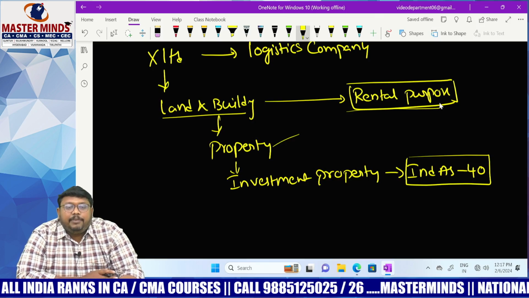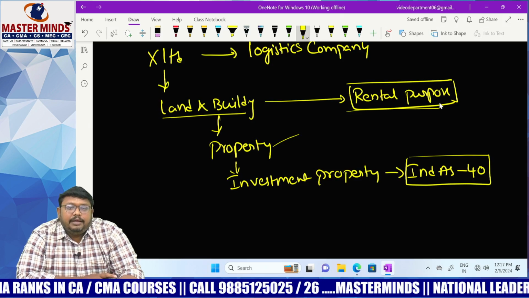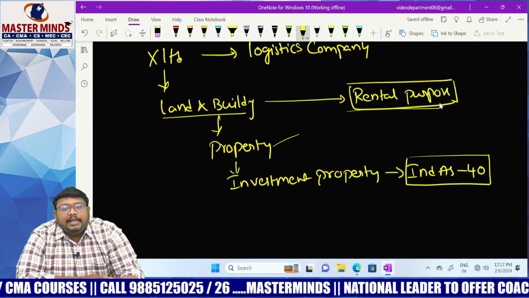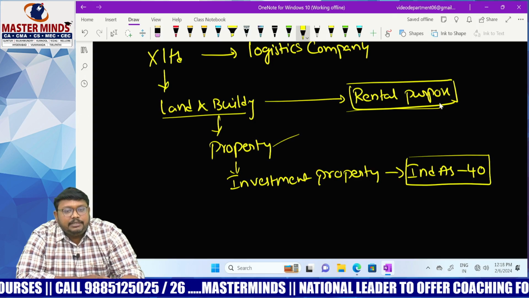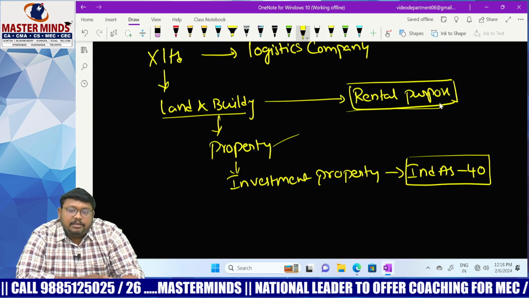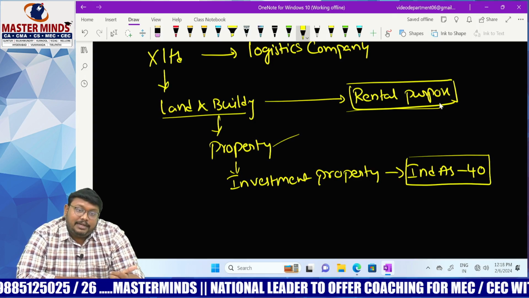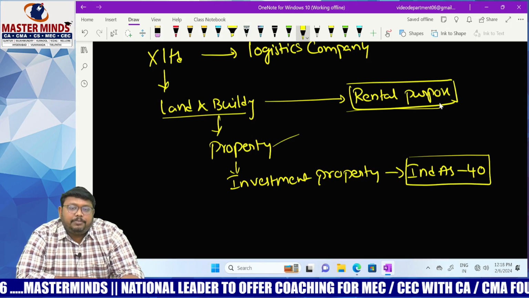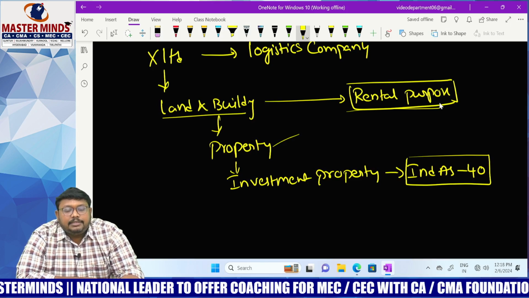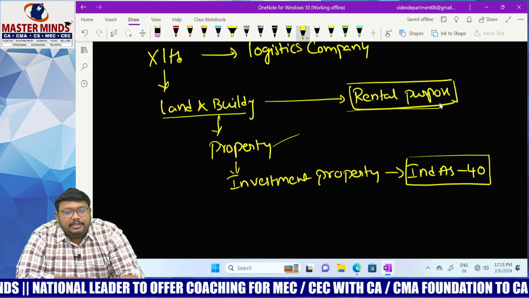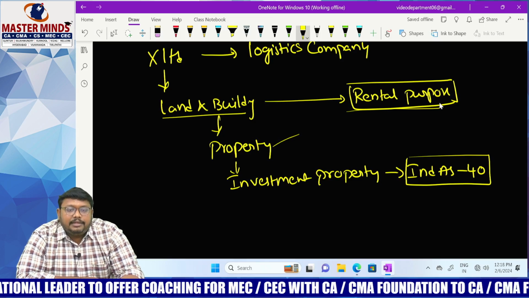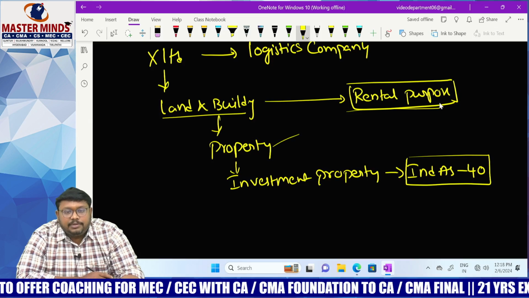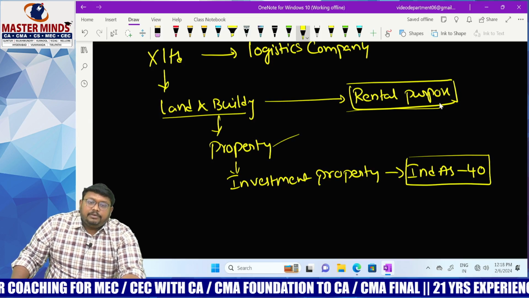Got the point? If my company is not a logistic company, and my company is a company that gives buildings for rent, my major business is giving buildings for rent. In that condition, if you give any building for rental purpose, that is your business purpose. Then Ind AS 16 will apply. So if any company does not use the properties or assets for their business purposes, then Ind AS 16 will not apply, and that is an investment property, so it will come under Ind AS 40. Ind AS 40 rules will apply. Okay, so that is the meaning you want to understand.